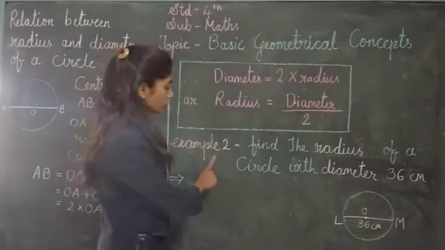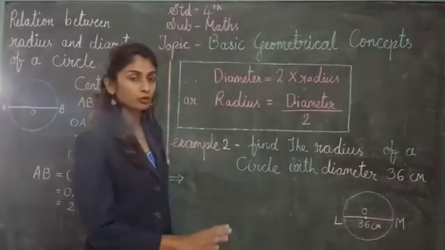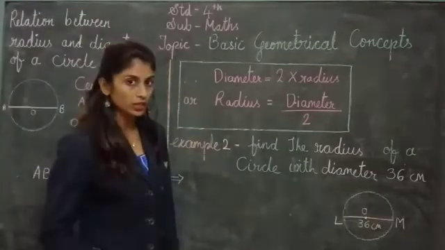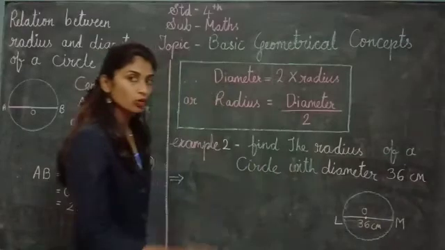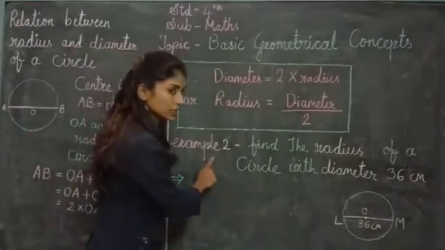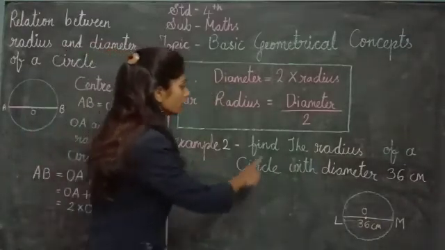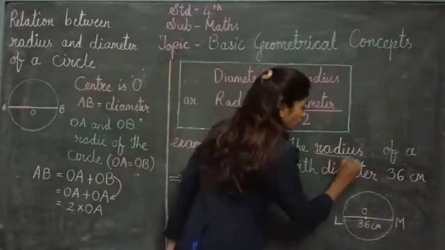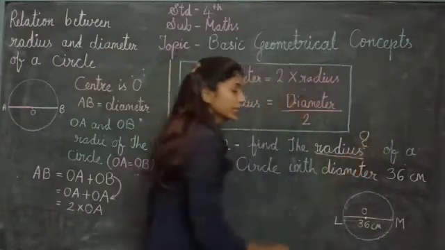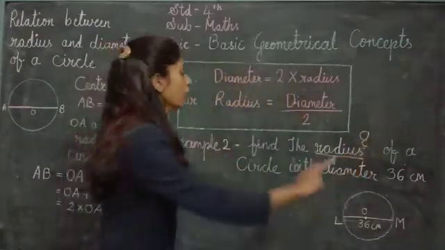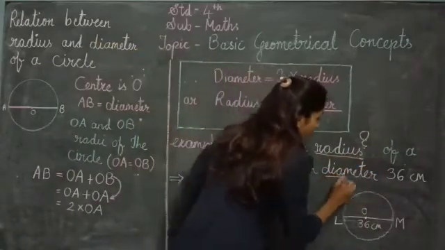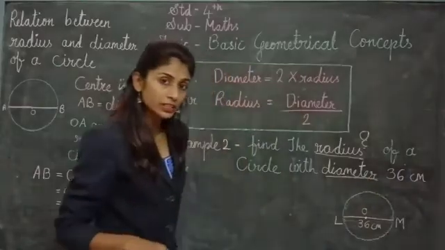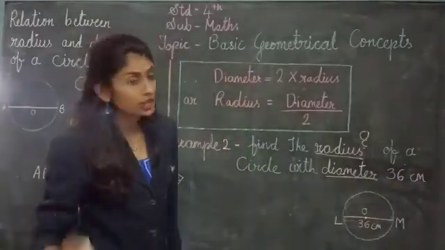Now children, in your first example we had to find the diameter. And here we have to find the radius. Now listen carefully, children. This is example number 2. Find the radius of a circle with diameter 36 cm. Here diameter is given and we have to find the radius.